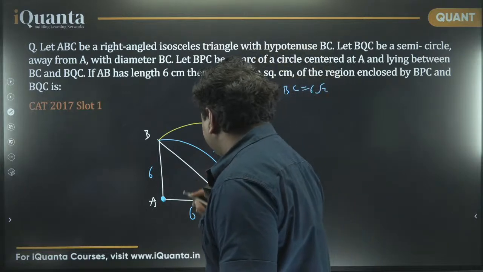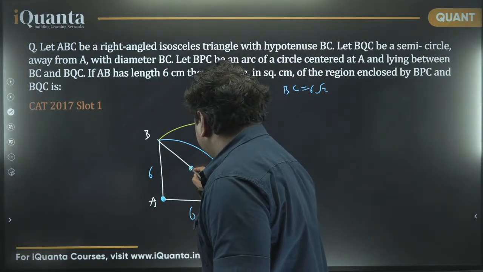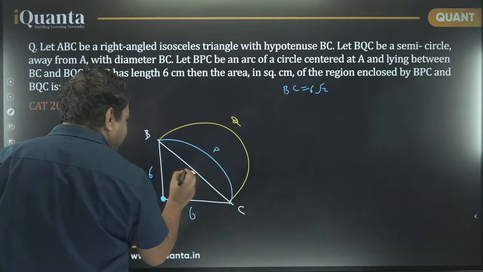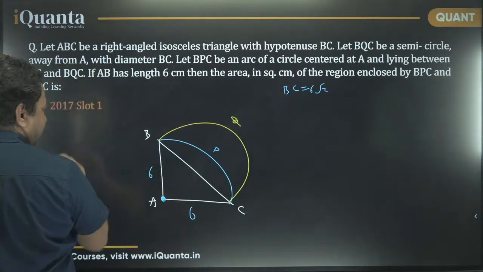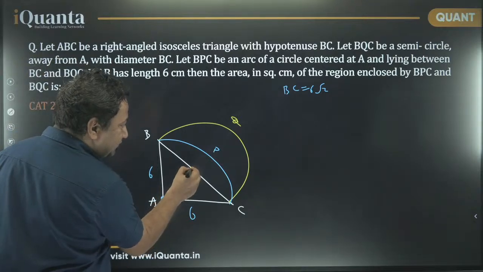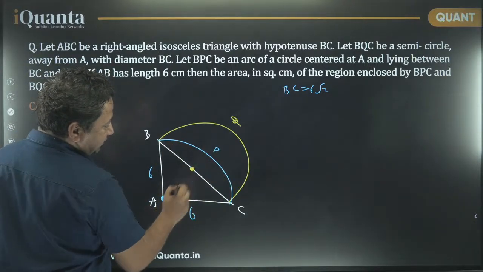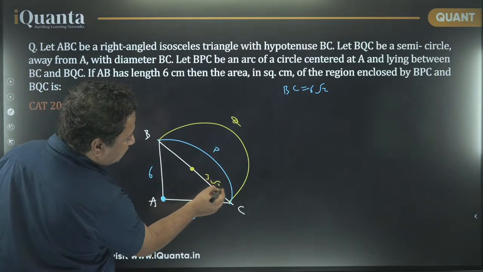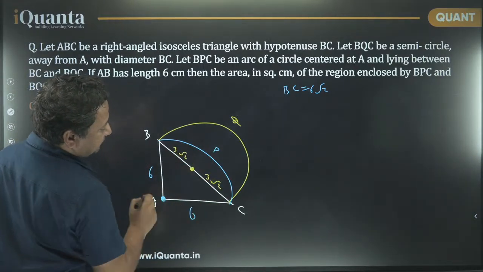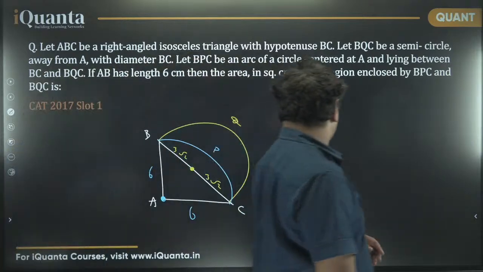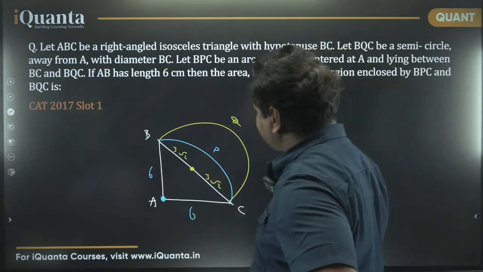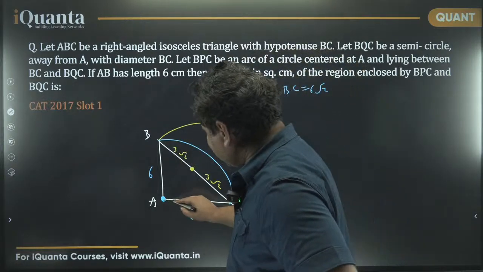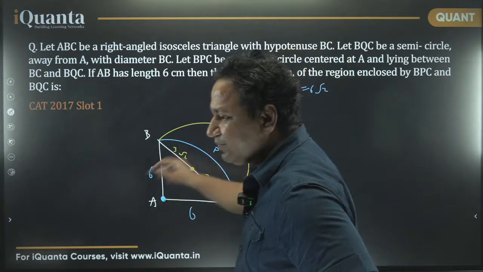Which means the radius, I'll use yellow here, because this will be the radius for BQC. So if it is 6, then this is 6 root 2. This is 3 root 2, this 3 root 2 also. Nice. So 3 root 2 happens to be the radius for the semicircle BQC, and 6 happens to be the radius for the quarter circle BPC.